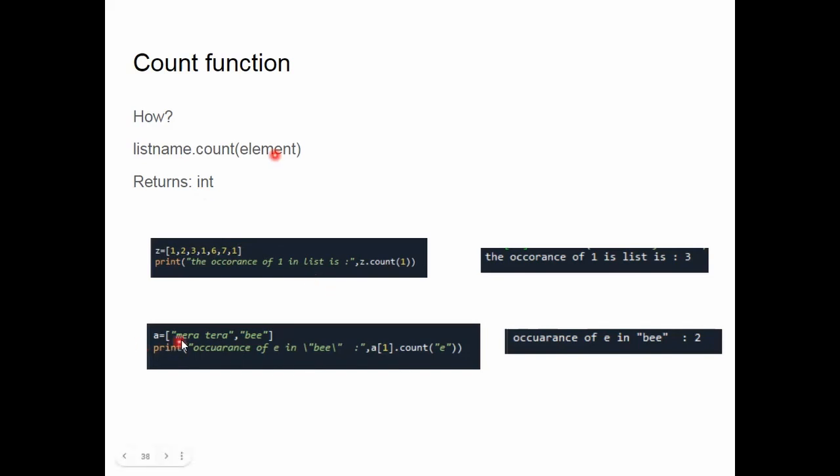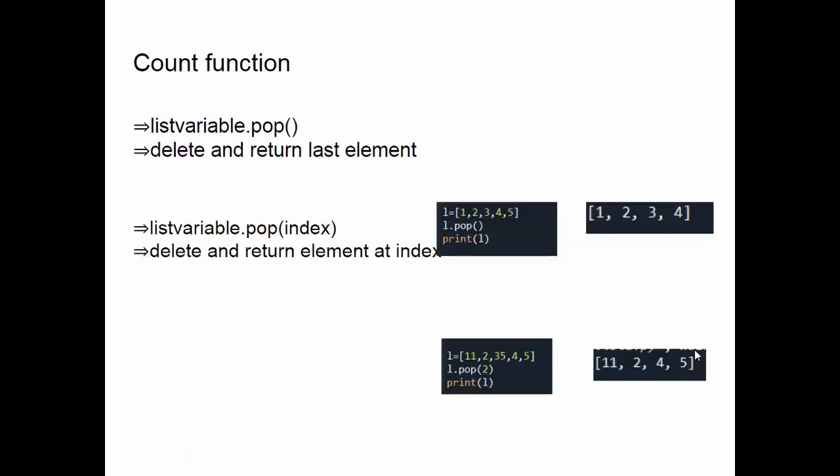Now I want to count the number of occurrences of E in B. So this is your first string and this is your second string. The second string is by A of I. In A of I, how many E's are present? So your list name dot count, and which element you want to count. So E has appeared twice.